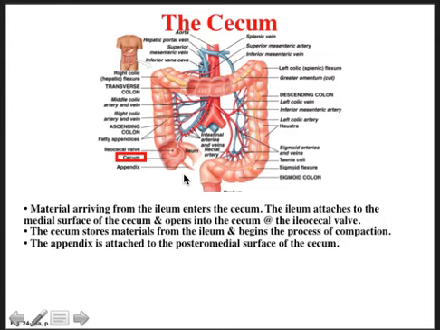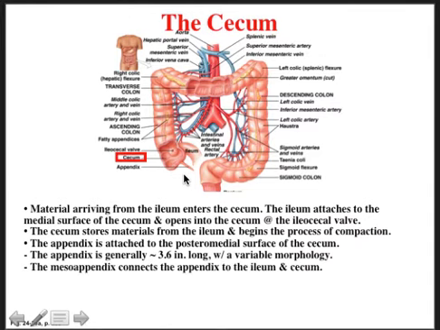The appendix is attached to the posterior medial surface. It's about 4 inches long and it can be of several different shapes. The mesoappendix connects the appendix to the ileum and the cecum. Okay, so that would be this tissue right here.